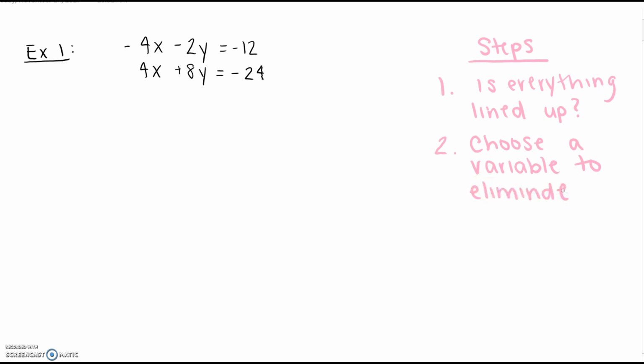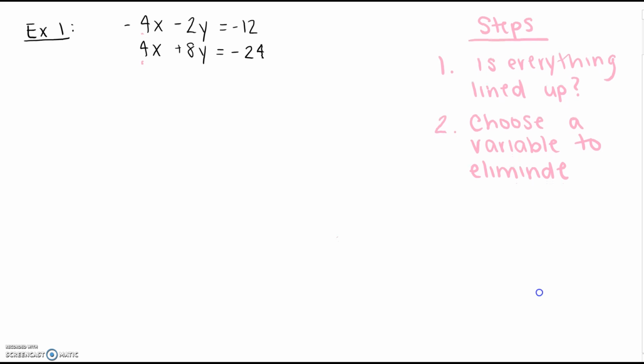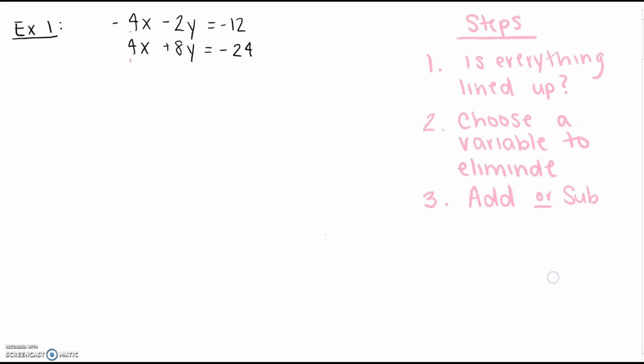So we're going to look at our x's and we're going to look at our y's and which one is set up to be eliminated. Hopefully you're thinking, okay, well, the 4x, because we've got a positive 4x and a negative 4x. So if we add these together, they will eliminate. So that brings us to step 3, and we are either going to add or subtract and solve.